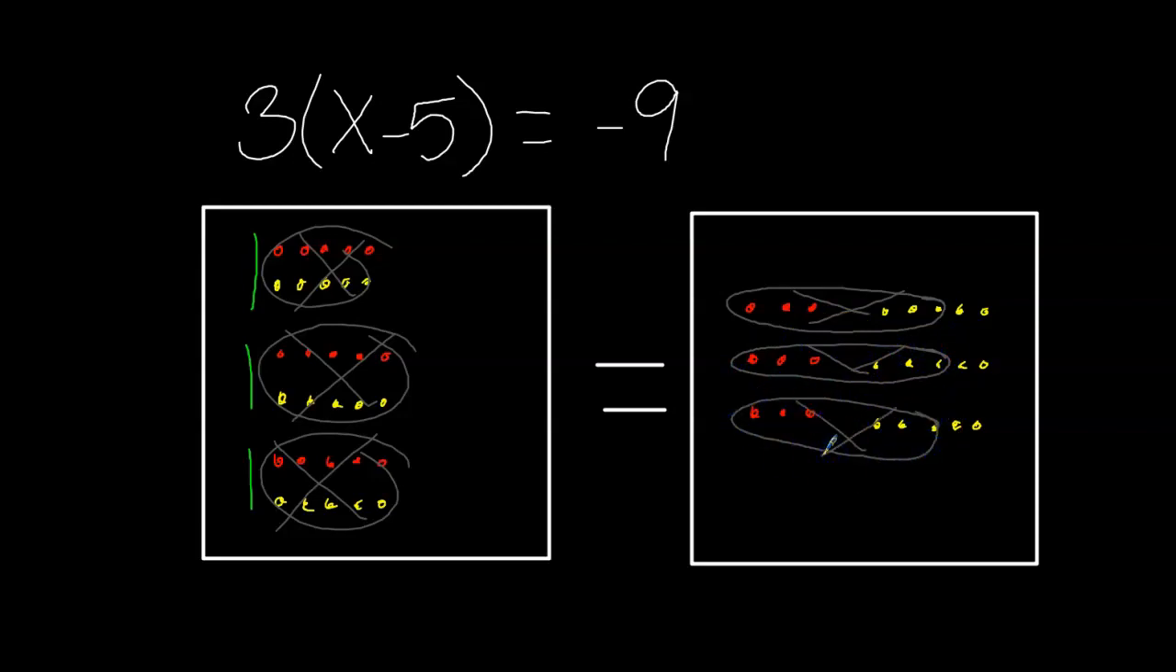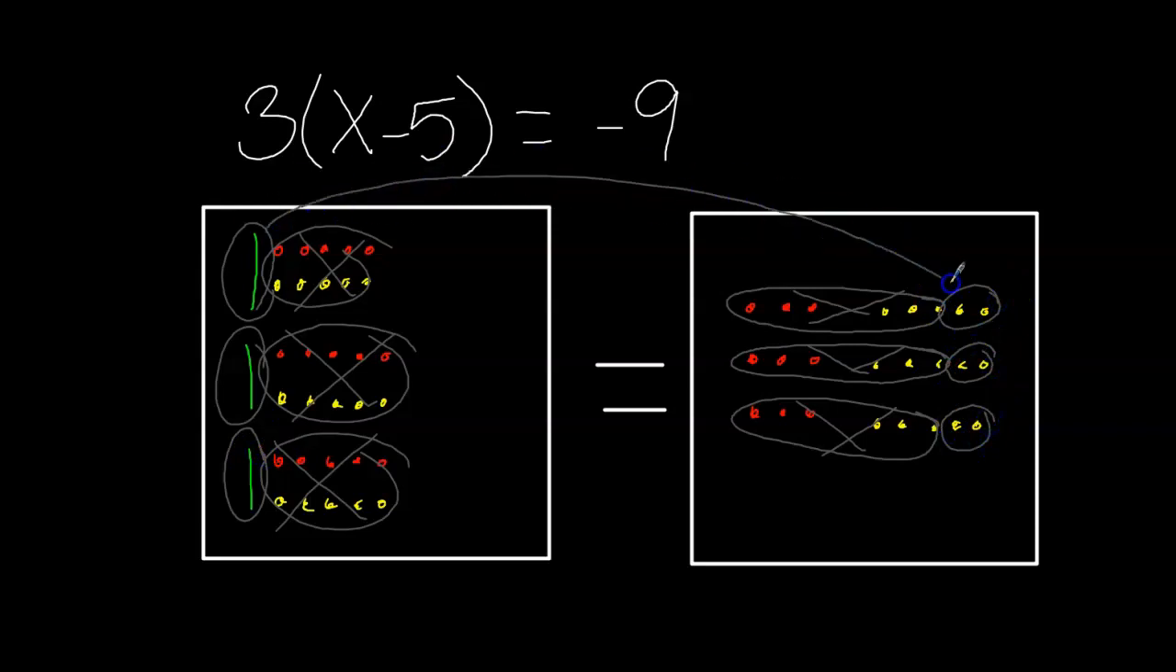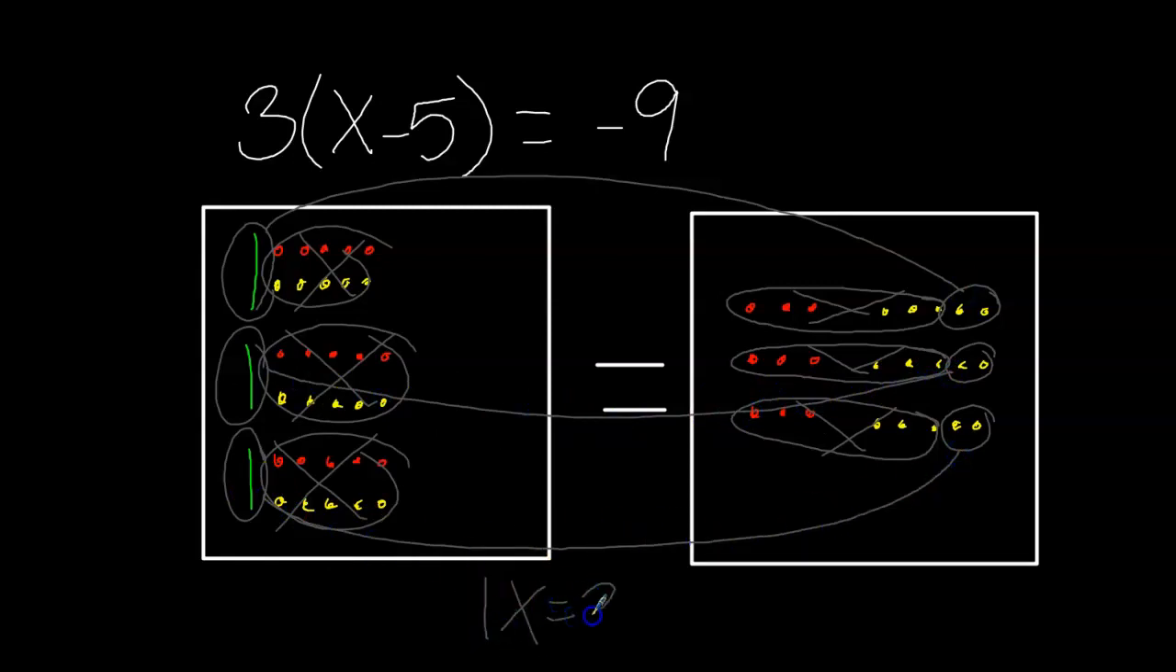So now I'm left with 3x is equal to 2, 4, 6 positives. So since I have 3 x's, I'm going to split them into 3 equal groups. And therefore 1x is equal to positive 2, or x equals 2. All right, your assignment now is to do numbers 1 through 6 on page 479.